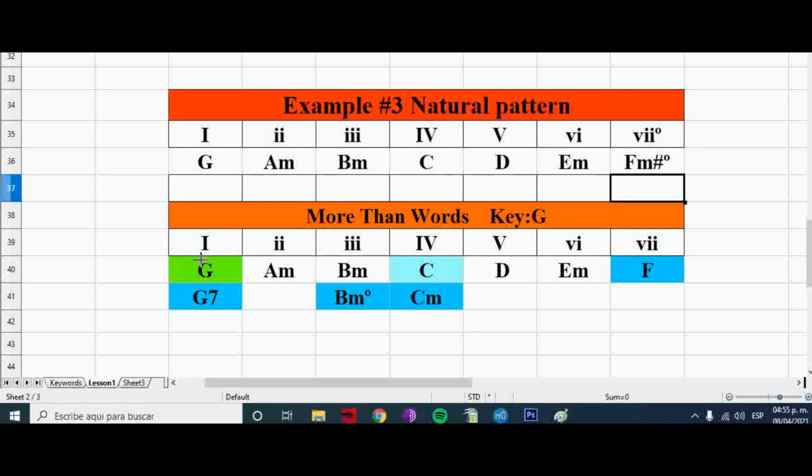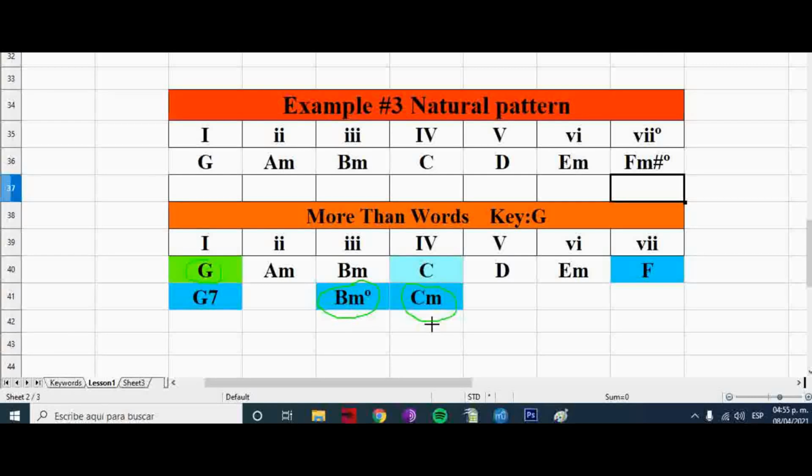And notice here the guitarist uses G major in the song, but also he uses G7. He respects A minor, like right here, B minor, but at times also he plays B minor diminished. He's breaking the pattern. Here at times he plays C, like here, like the natural pattern, but at times he plays C minor.